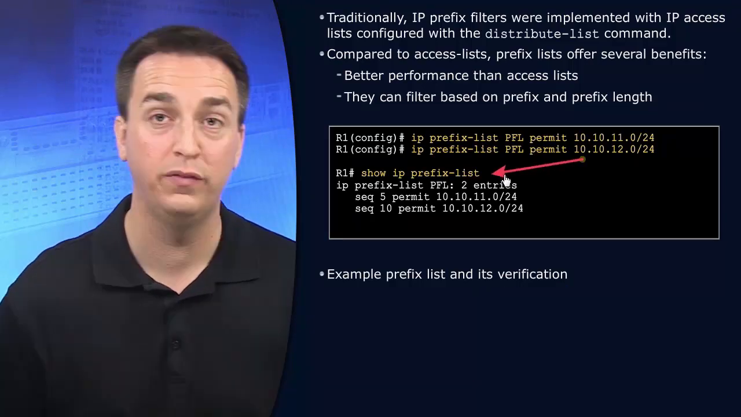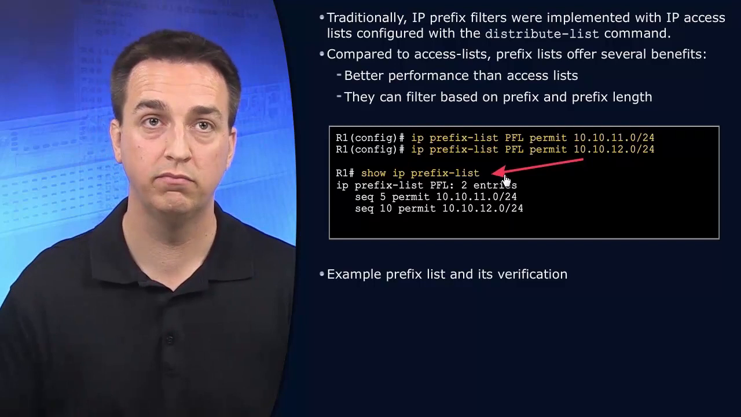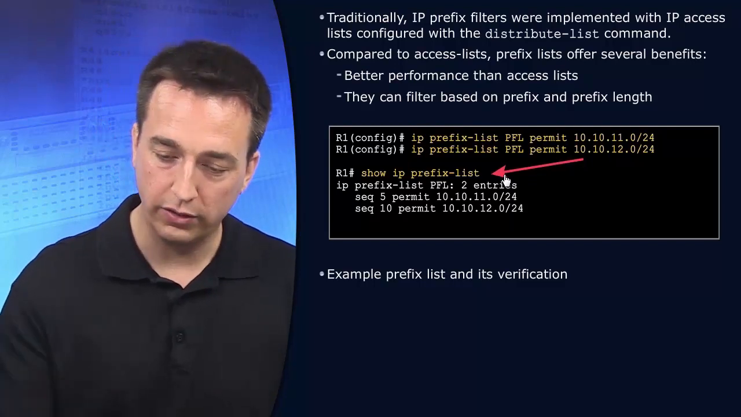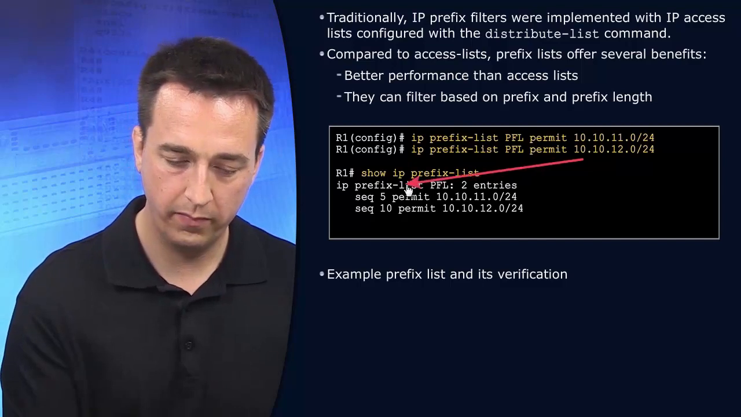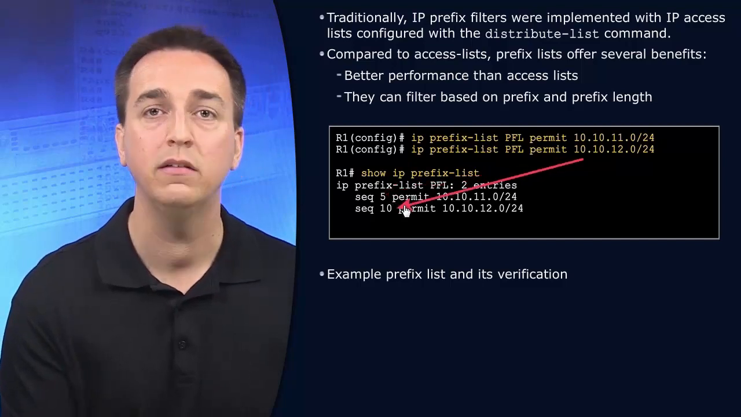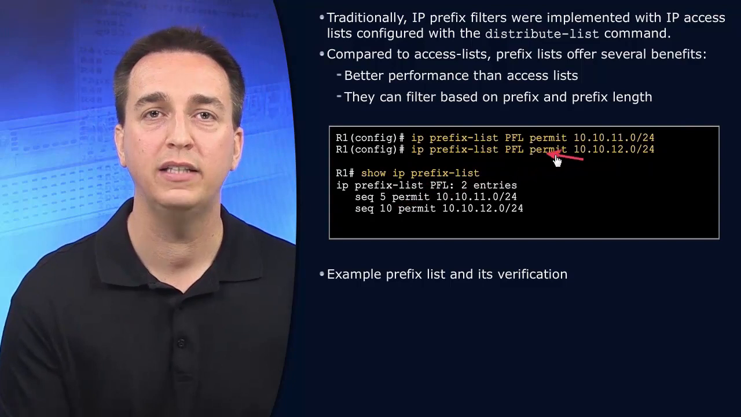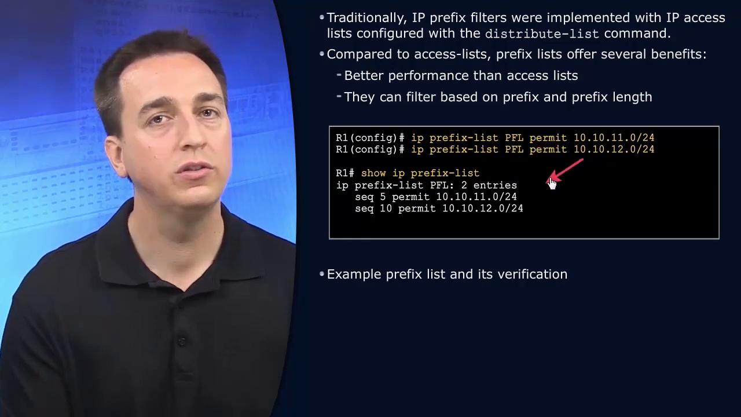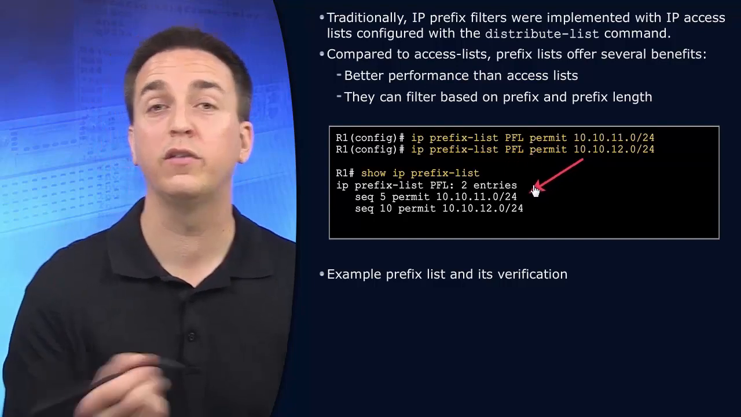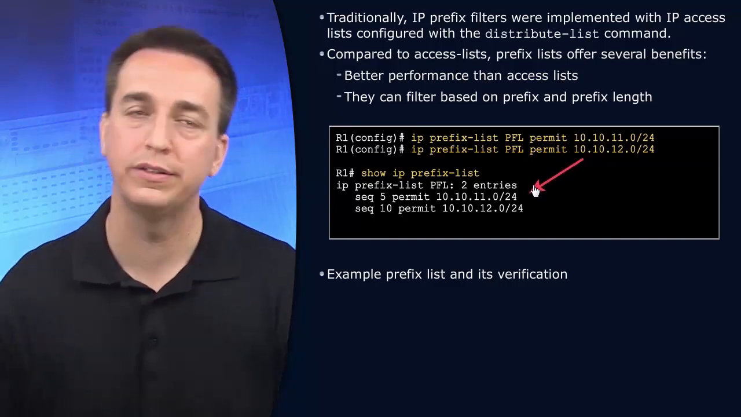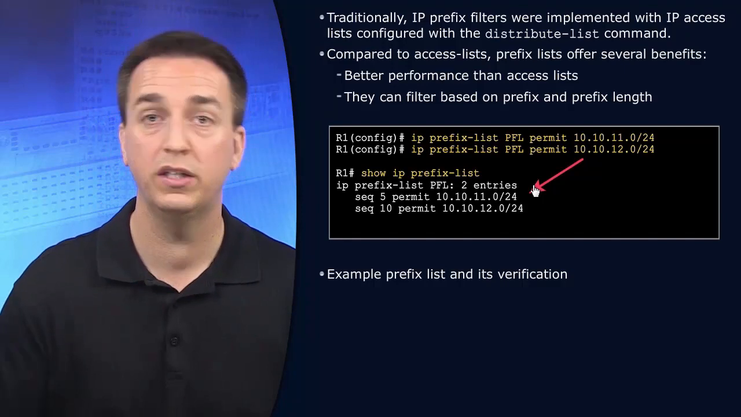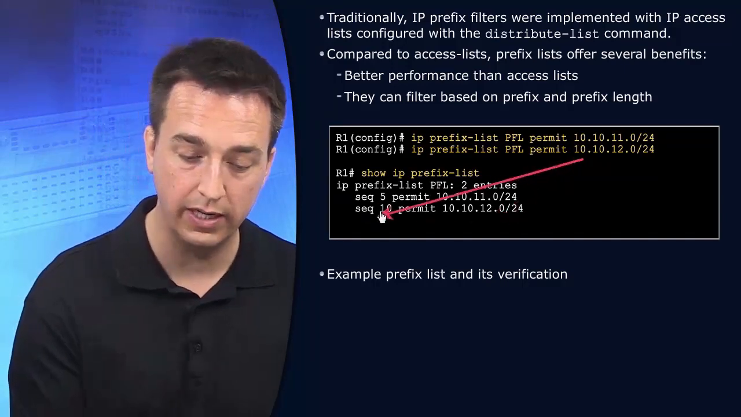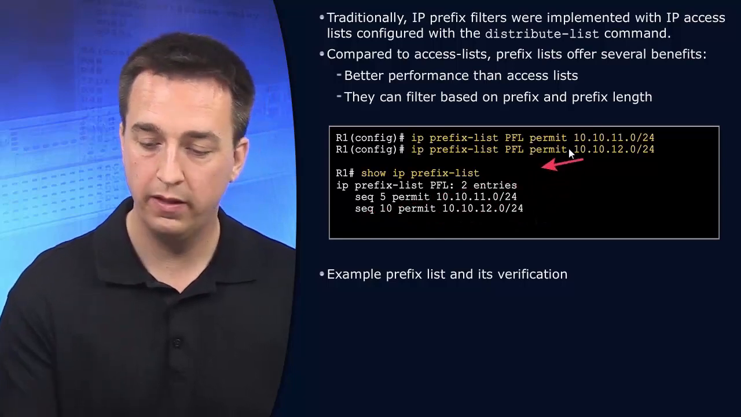We verify our prefix list with the show ip prefix-list command. In this case, PFL. Notice they're sequenced. Sequence 5, sequence 10. If you don't provide a sequence number, it gives it a default of 5 and increases by 5 every single time. But there's our two entries and the implicit deny all at the end. You don't see it, but it's there. Always remember that it's there.